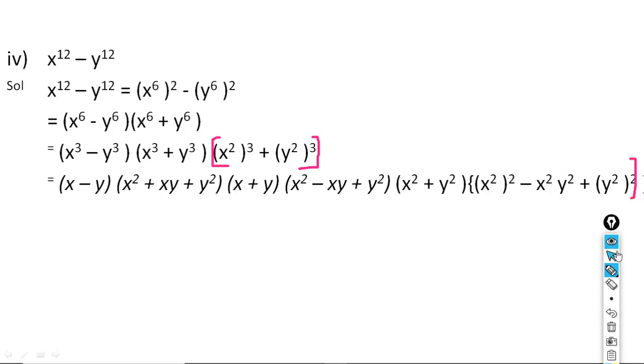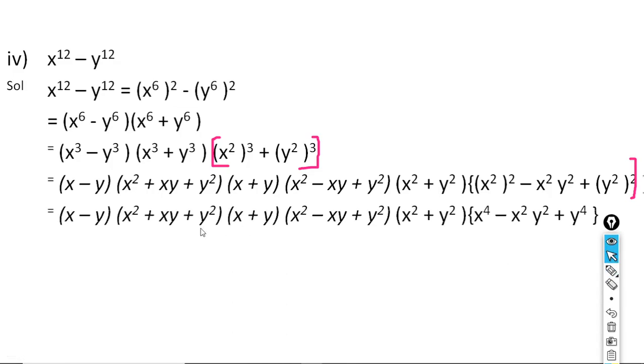So these are the possible factors. If we expand this further by finding more factors, the first four factors remain as such, then x square plus y square as such, and x4 minus x square y square plus y raised to power 4. These are the required factors for this expression.